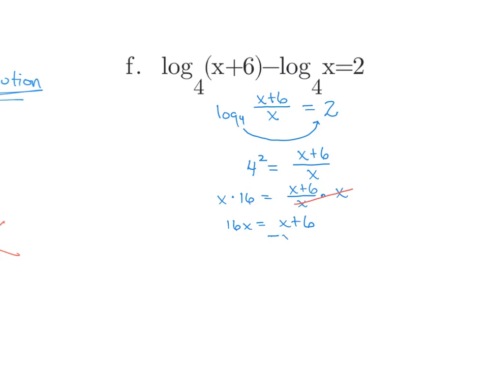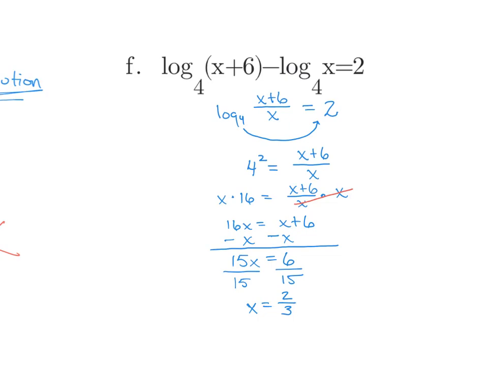I need to subtract x from both sides. Since this is linear, and since all of my constants are on the right, I want to get all my variables on the left. We get 15x equals 6. I can divide by 15, and then I can simplify the fraction. We can divide by 3 to top and bottom. We get 2/3.